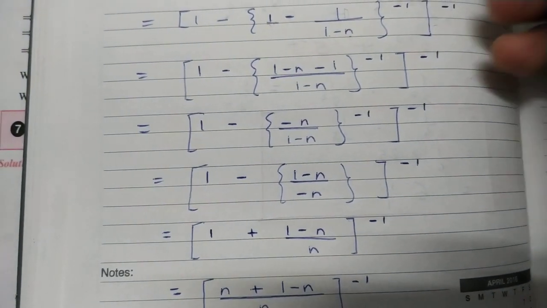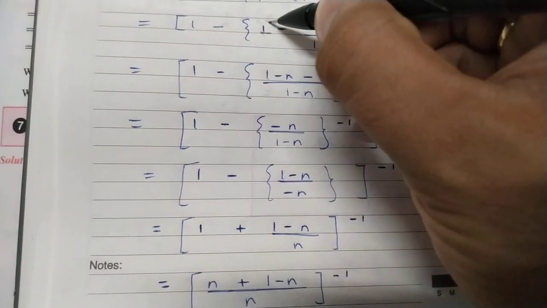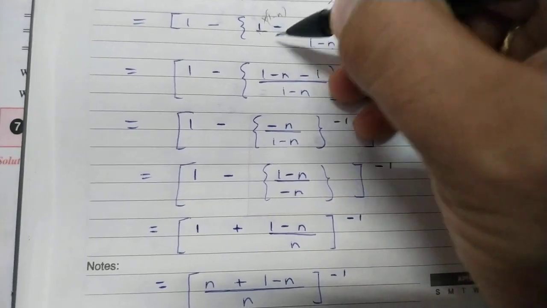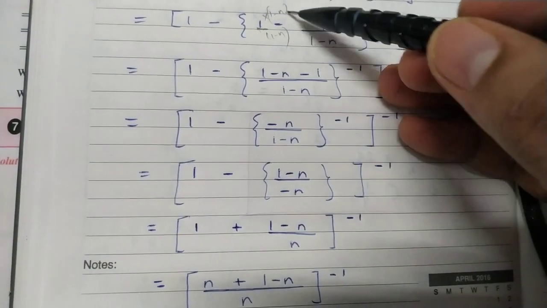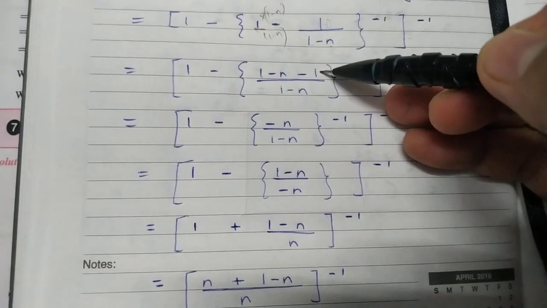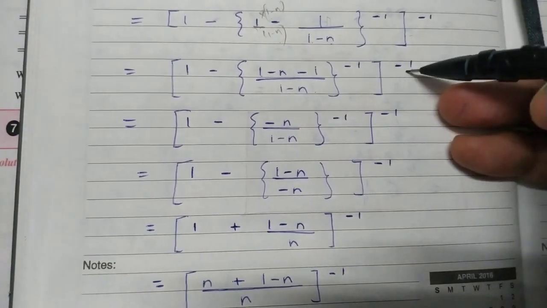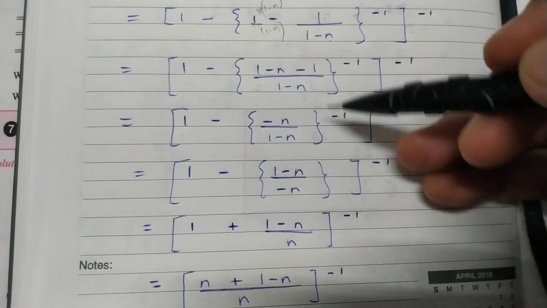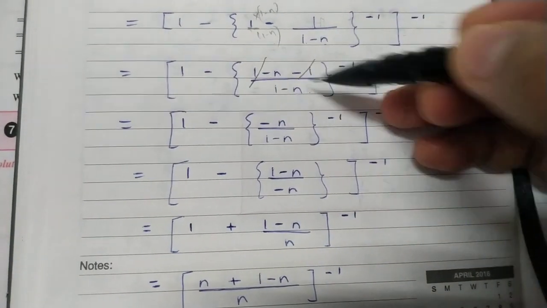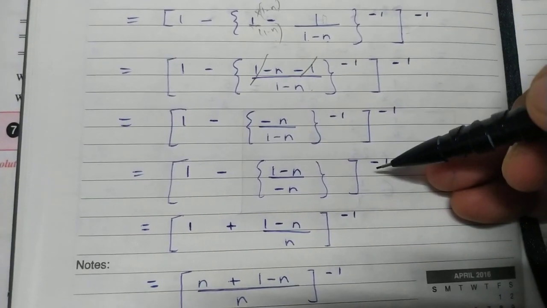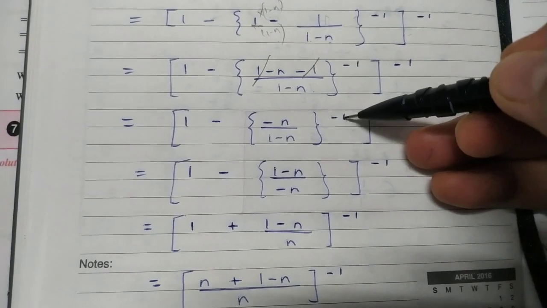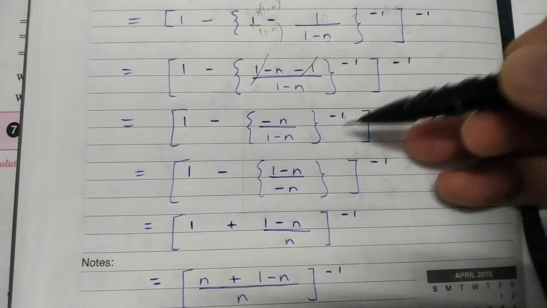That means even here I'll have to do into 1 minus n into 1 minus n. So it becomes 1 minus n minus 1, numerators together, and denominator is common. Copy the rest thing. 1 and minus 1 get cancelled. So what is left is minus n upon 1 minus n. But there is a minus 1 out here. That means we should do the reciprocal of this to get rid of this negative power.